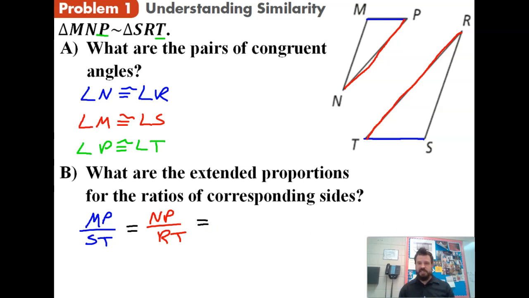Same thing with the last set of sides. We can look at MN over SR. Okay, all three of those ratios are equal. That's what we mean by proportional.